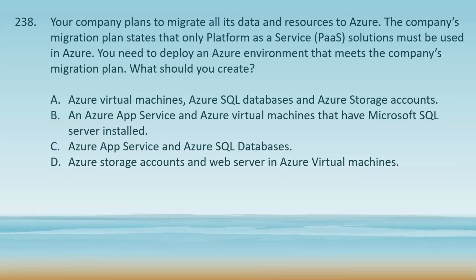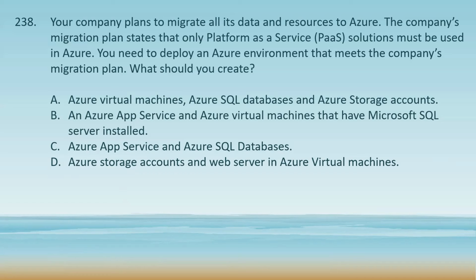Question number 238. Your company plans to migrate all its data and resources to Azure. The company's migration plan states that only platform as a service solutions must be used in Azure. You need to deploy an Azure environment that meets the company's migration plan. What should you create? Your options are: in the first option, you have Azure virtual machines, Azure SQL databases, and Azure storage accounts. Option B has Azure App Service and Azure virtual machines that have Microsoft SQL Server installed. Option C has Azure App Service and Azure SQL databases. And option D has Azure storage accounts and a web server in an Azure virtual machine.